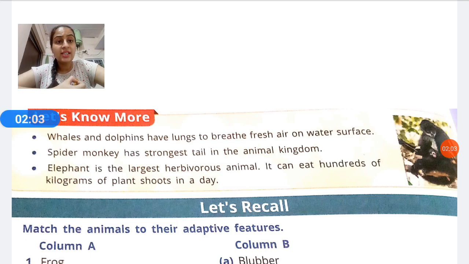Elephant is the largest herbivorous animal. It can eat hundreds of kilograms of plant shoots in a day. Herbivorous are the animals, we will discuss in this chapter later, that feed only on the grass. So it is the largest herbivorous animal.